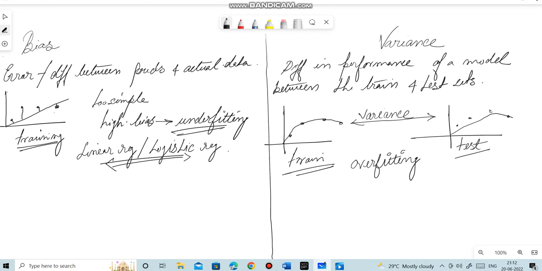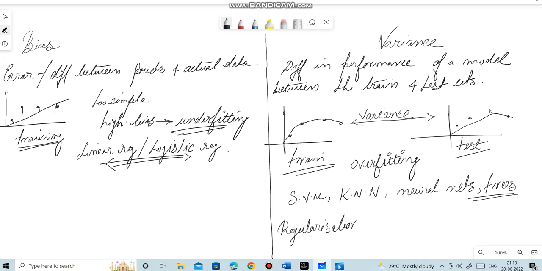So what are the different models which suffer from overfitting? Namely, SVM, support vector machines, K nearest neighbors, KNN, neural networks, and decision trees. So what is the solution for a model having high variance? Namely, for different machine learning algorithms, we can go for something known as regularization, which kind of helps in reducing the overfitting to a certain extent. For deep learning models, we can go for something known as dropout.